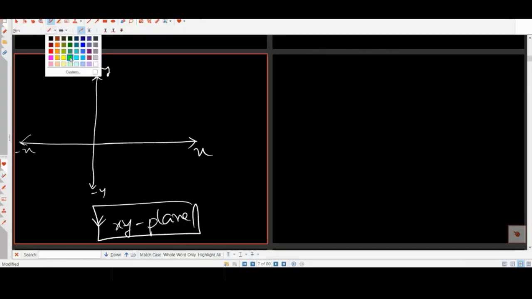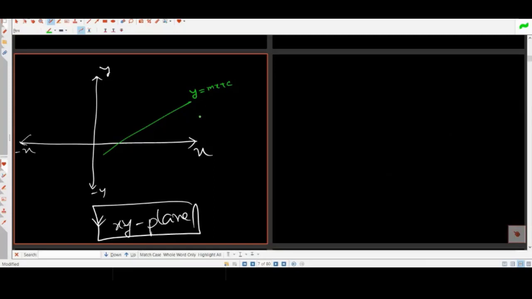Suppose we have a straight line here that is in the form y equals mx plus c. So we need to understand what is the slope of this line. So we need to know how we can evaluate the slope. Already we have learned that this m is the slope. But from the concept of geometry, you know that slope can be found by tangent of theta.